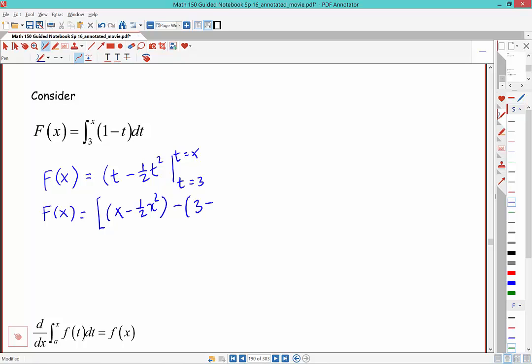So capital F of x is going to equal x minus 1 half x squared. 3 minus 9 halves would be what? 6 minus 9 is negative 3 halves, and then it would flip, so plus 3 halves. Right? Now, what if I differentiated both sides with respect to x?